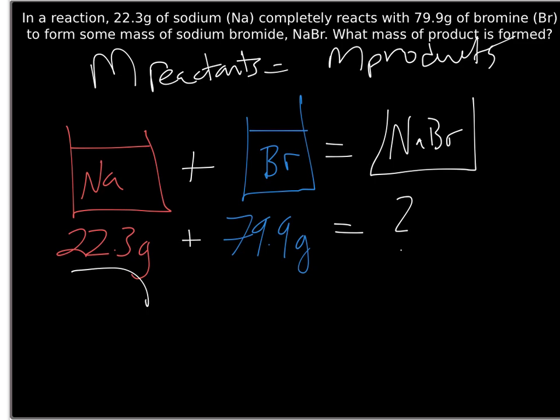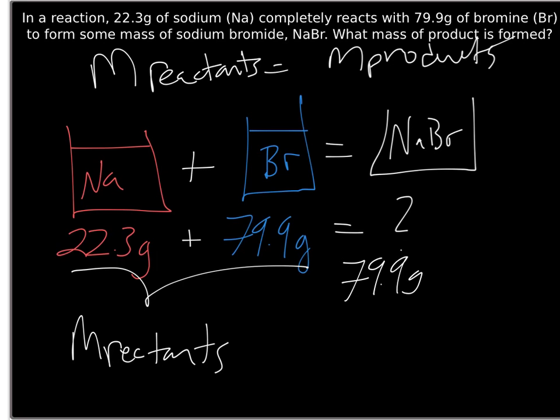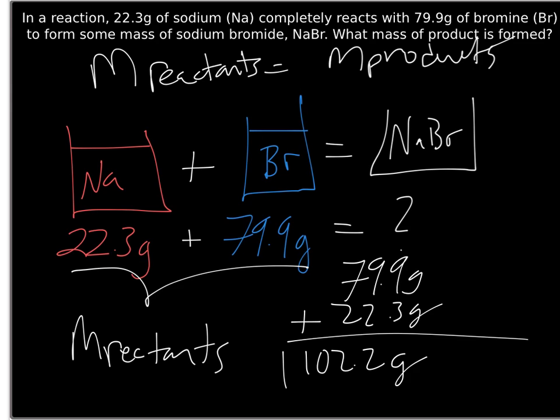And I get some amount of it. But in this case, isn't it true that the mass of all my reactants has to be equal to the mass of the sodium bromide? Because there's no other chemicals sitting over here, right? I don't have anything else here. I'm only making the sodium bromide. So if I'm only making the sodium bromide, then all of the mass of the sodium and the mass of the bromine have to be combined together. Otherwise, I'm not getting anything. So here I get something really easy. I get 79.9 grams plus 22.3 grams. That's going to be equal to 102.2 grams.